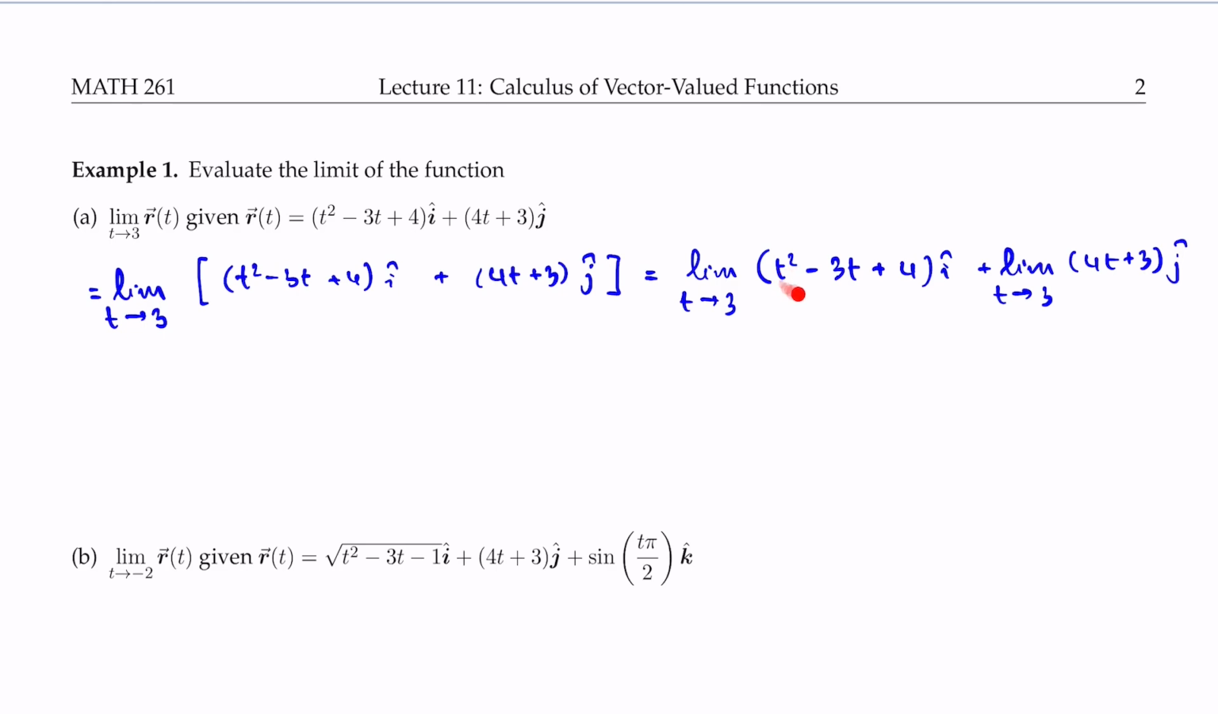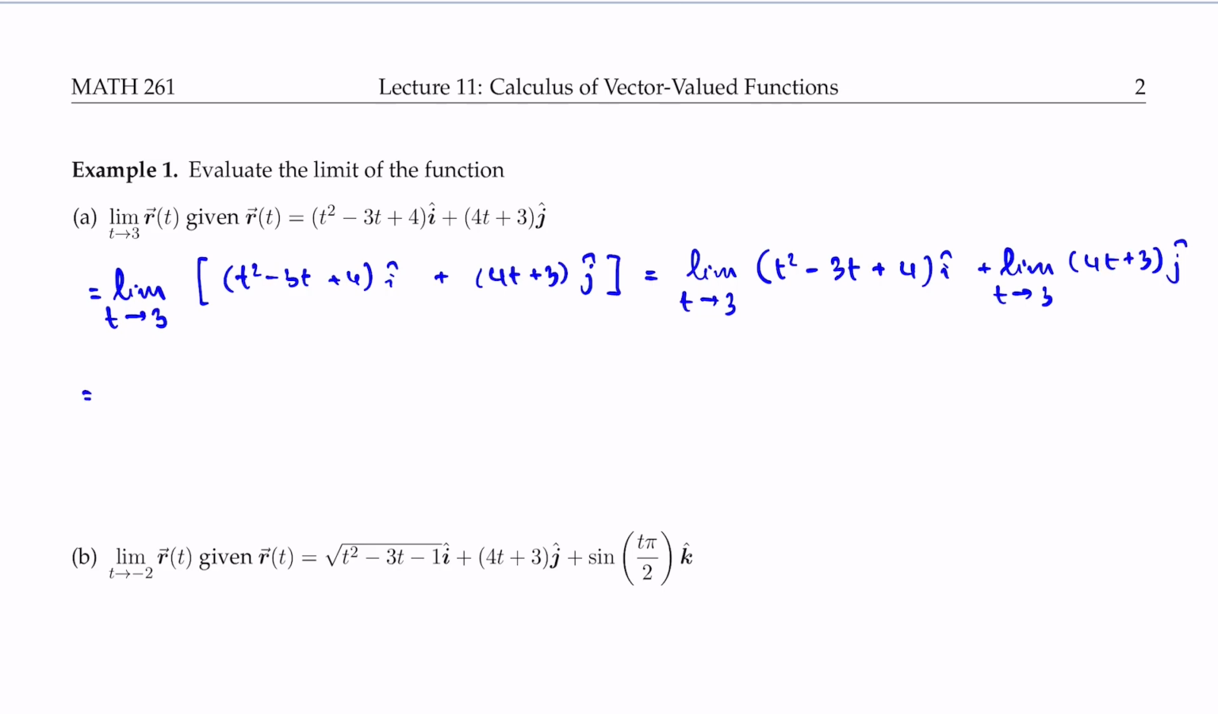To evaluate this limit, you just apply direct substitution. To evaluate this limit, you also apply direct substitution. Or you can just apply limit laws such as the limit of a sum is the sum of the limits, the limit of a difference, the limit of a constant multiple, the limit of a product, the limit of a quotient, and so on and so forth. Again, all the limit laws that you learned before can be directly applied here. I'm going to use direct substitution here under the assumption that the functions that I have are continuous functions.